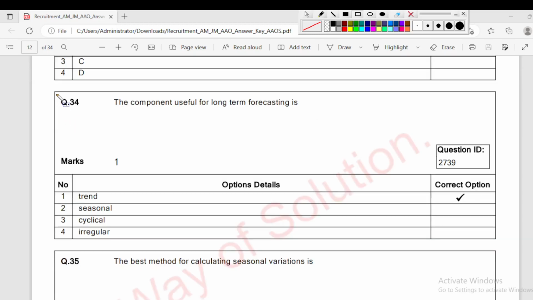Question number 34. The component useful for long term forecasting is option 1 trend, option 2 seasonal, option 3 cyclical, option 4 irregular. Option A is correct, trend.